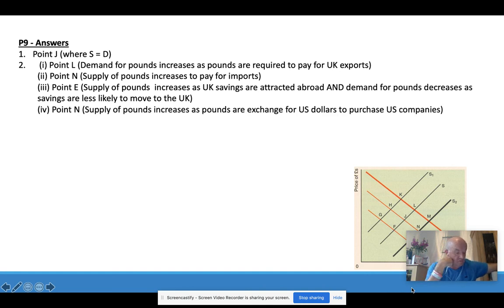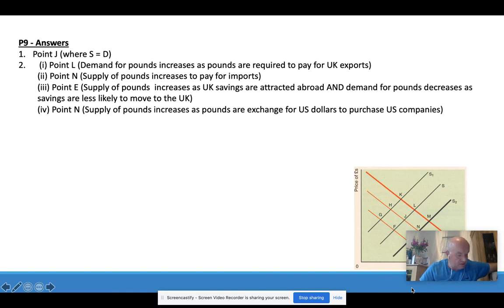If we take a look at 4.4, a rise in takeovers of US companies by British companies, well, if that happens, then effectively British companies are going to have to take their pounds and convert them into US dollars, and so effectively the supply of pounds is going to increase as pounds are exchanged for US dollars to buy US companies. So it's going to move the equilibrium point to point N.